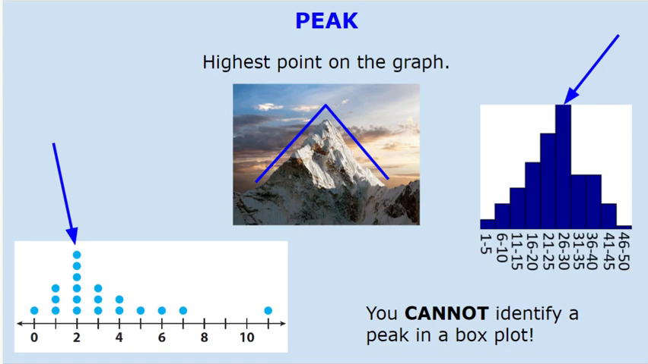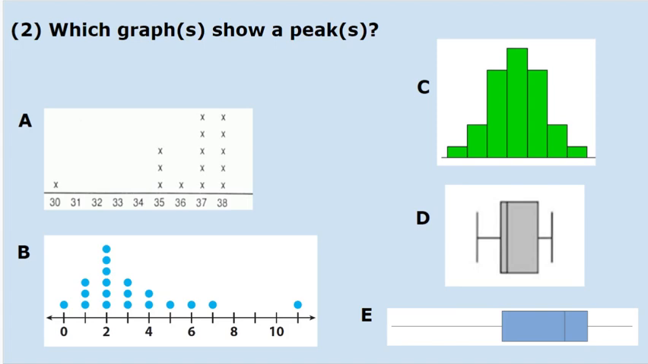That's the peak. Now, you cannot identify a peak in a box plot. That's why there isn't a box plot example here. You can't see a peak in a box plot. Looking at these five examples, do you see peaks? Which graph or graphs show a peak or peaks?